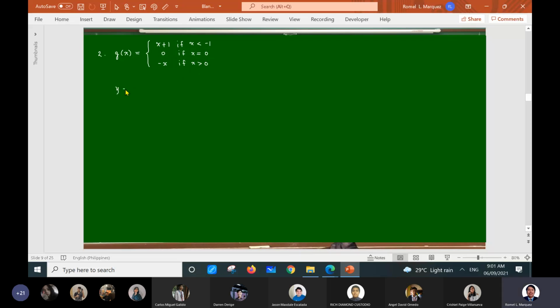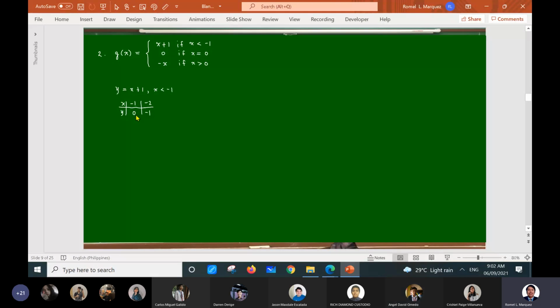Okay? So let's have the first one, y equals x plus 1. That is when x is to the left of negative 1. So we're going to assign values to x, solve for y, no? When x is negative 1, this is 0, right? If x is negative 2, what's the value? Negative 1. Am I correct, guys? Yes, sir.